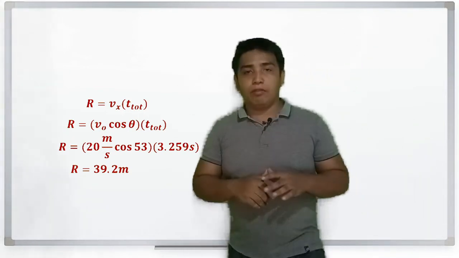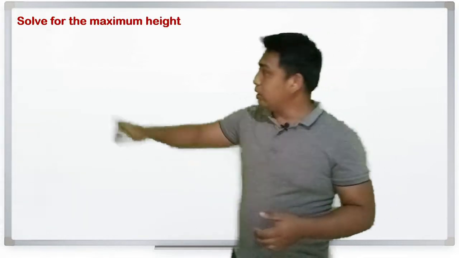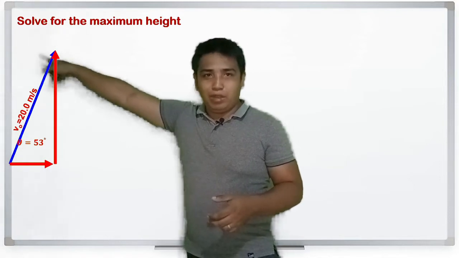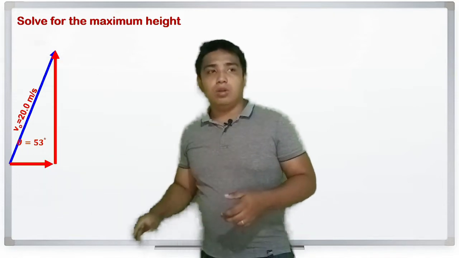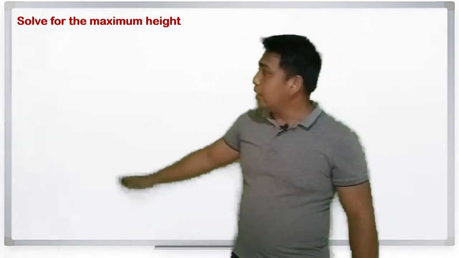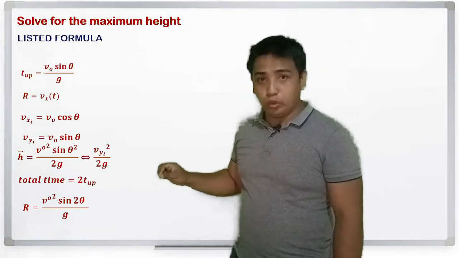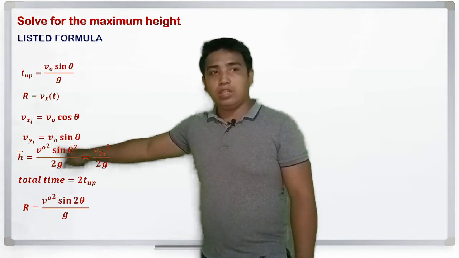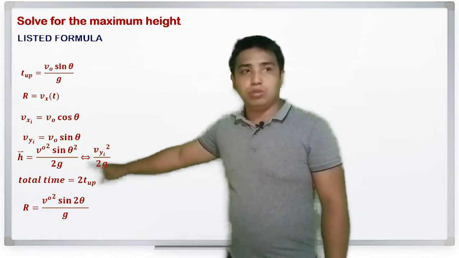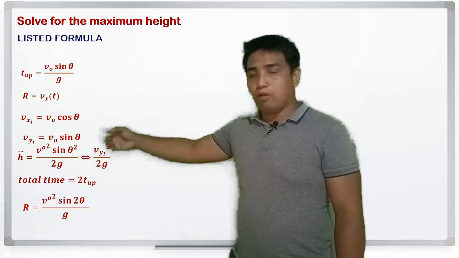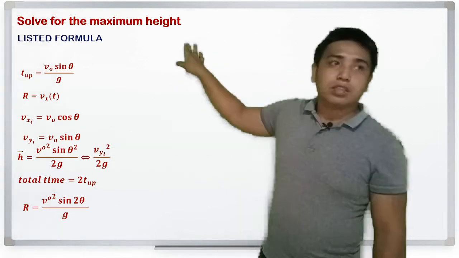Next we have to find the maximum height traveled by the projectile, which is the top of the triangle, the height of this one. We can list the formulas and choose among them, and we can easily spot what to use. That's going to be h, or the height, is equivalent to V0 squared sine squared theta all over 2g, or VYi to the power of 2 all over 2g. So I'm going to choose this one and start working.